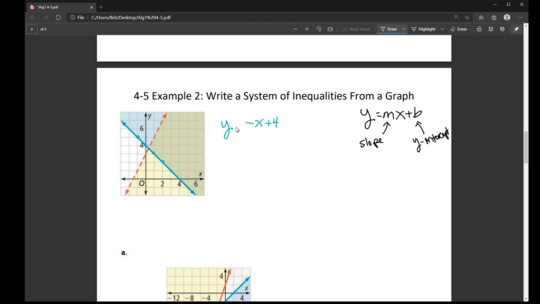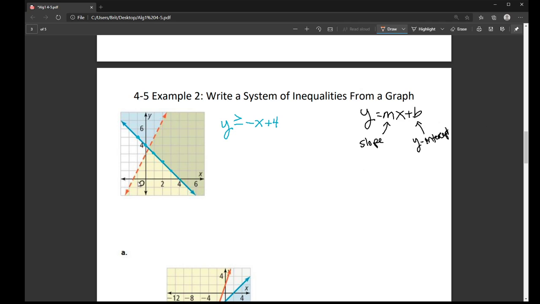Now I need to figure out my inequality symbol. If you notice, the shading on this line is above the line. That means that y has to be greater than all the rest of the equation. And because it's a solid line, I'm going to put the equal to bar underneath it.